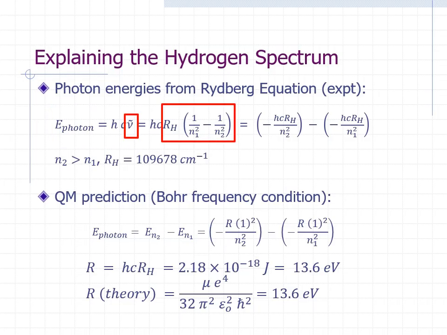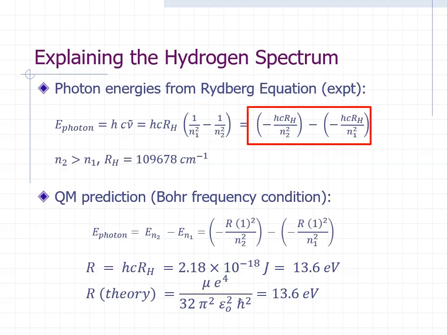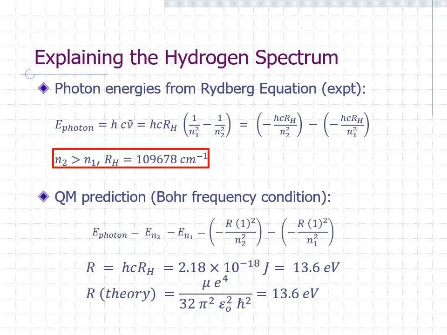Substituting the expression for ν̃ from the Rydberg equation and performing a couple of simple algebraic manipulations, we can show that the energy of the photon is equal to negative hc times R_H over n2 squared minus negative hc times R_H over n1 squared. Remember that n1 and n2 are positive integers, that n2 is larger than n1, and that the experimental value of R_H is 109,678 reciprocal centimeters.